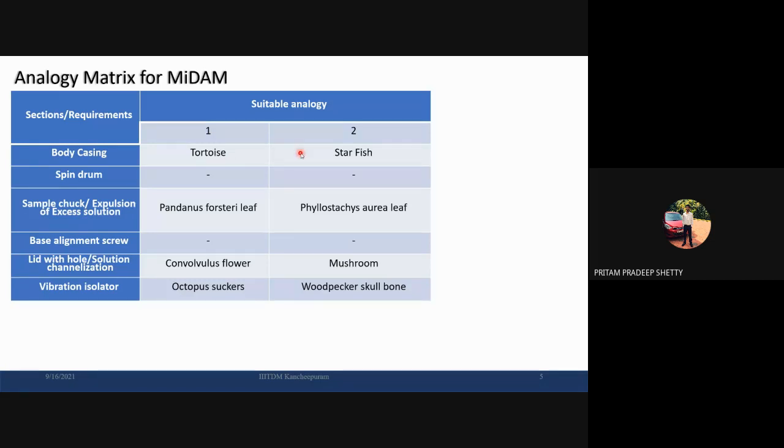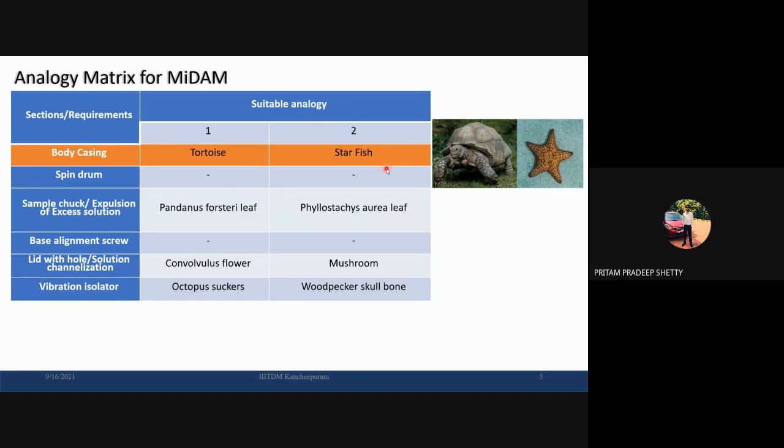Looking at the bio inspiration, I think you already know some websites where you can look for bio inspiration. Obviously, we are not staying in a jungle where you can visit a rainforest and look for bio inspiration around you. So you have to resort to websites to look at what research has happened on biological beings. So we resorted to AskNature. We looked at what suitable structures exist for holding all the components, that is, the body casing. So tortoise and starfish, we found them to be the most suitable ones.